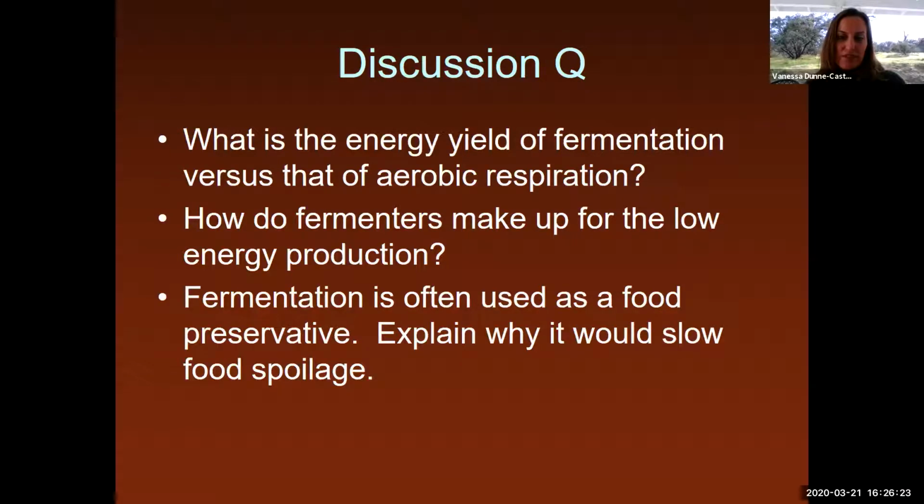This question, fermentation is often used as a food preservative. I had you guys work through this problem in class. Explain why it would slow down food spoilage. One of the most basic things to think about is, what is the product of fermentation? Well, it's either an alcohol or an acid. So very low pH. In both cases, we are dropping the pH with the production of CO2 for alcohol fermentation, or production of lactic acid, or other acids for acid fermentation.